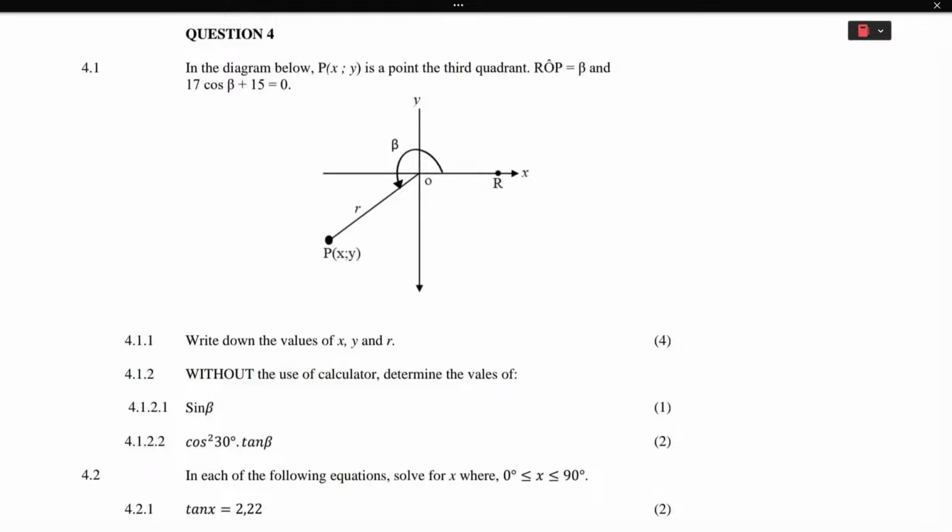Now let's look at this one. 17 cos beta plus 15 is equal to 0. Write down the values of x, y, and r. Then without using a calculator, determine the value of sine beta. Let's be quick. Try.